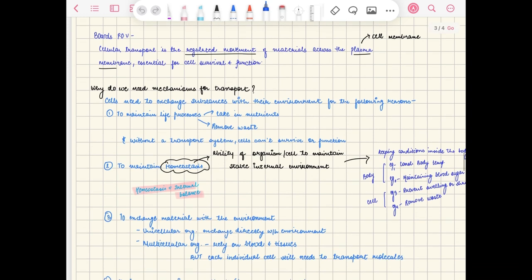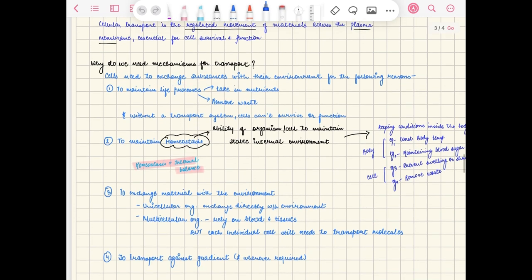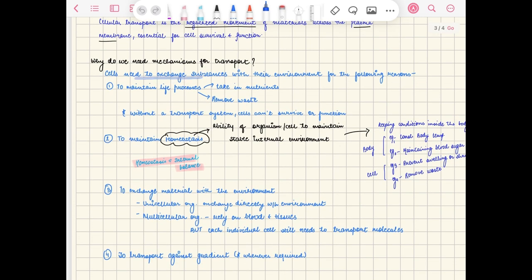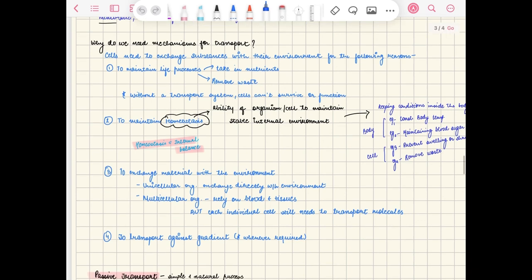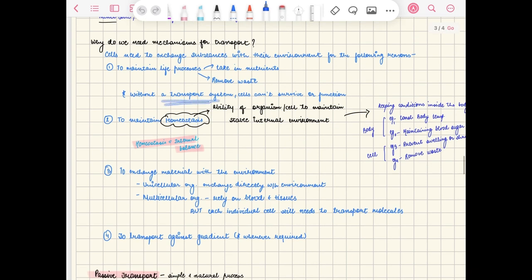Okay. Now, why do we need mechanisms for transport? So first of all, cells need to exchange substances with their environment. Now to maintain life processes, take nutrients, which is for photosynthesis, right? And remove waste. It can be for the byproducts of photosynthesis. Now for the leaves, the byproducts will be a waste because they have no further use of those things. Now if there is no transport system, cells can't survive or function.